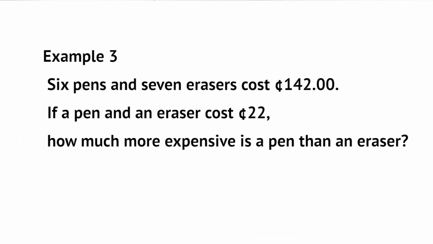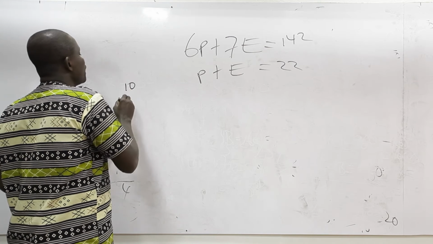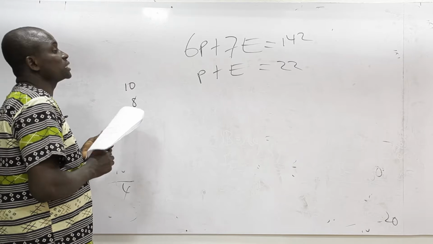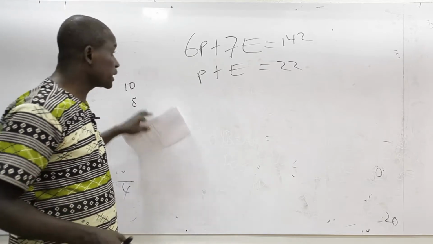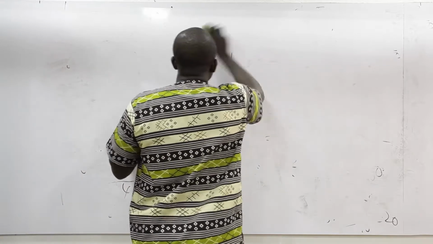This is example number 3. The question: 6 pens and 7 erasers cost 142 cedis. If a pen and an eraser cost 22 cedis, how much more expensive is a pen than an eraser? After you solve for pen, let's say I'm just guessing, let's say we've got pen to be 10 cedis and eraser to be 8 cedis, then how much more is it expensive? You subtract. This is not the answer, but what I'm saying is that after you finish solving, you will know it. So that is example number 3.